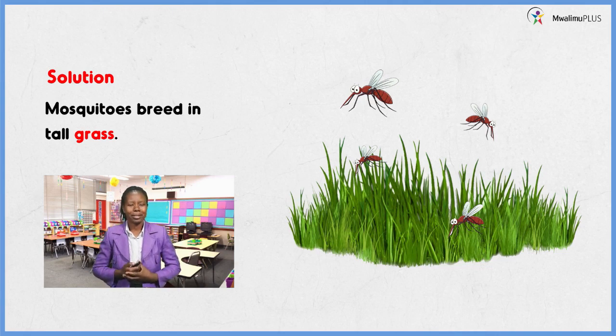Very good. So now we can understand what we are being told. That when our compound or the surrounding has tall grass, mosquitoes will love living there and they will breed. Breeding is multiplying and they will infect us with many diseases, isn't it? Yes, so we are supposed to do what, children?